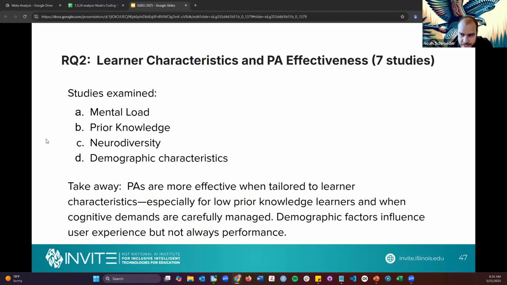Now, we did have 7 studies that looked at the intersection of learner characteristics and the agent effectiveness, but they were scattered across 4 different things. They looked at the amount of mental load people had, prior knowledge, the neurodiversity, and also the demographic characteristics of the learners. And basically what we found is that if we had to generalize, we'd say agents are more effective when they are designed with a specific learner in mind, especially for people with low prior knowledge. But it doesn't always influence performance. A lot of times it would influence how people felt about the agent or their experience or their motivation, but it wouldn't actually influence their learning.